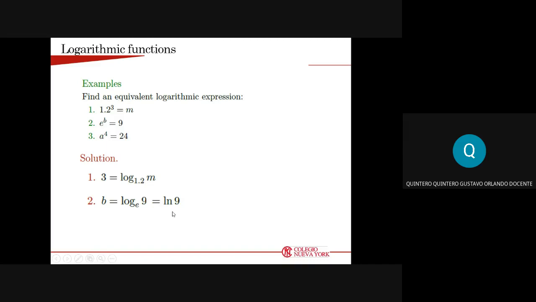ln. All right, let's continue with the last one. I see one of you already did the number 3. Can you give it a try, guys? Find an equivalent logarithmic expression for the number 3. So change the number 3 into a logarithm. Remember, don't worry. If you fail, I'm going to show you the answer, so you will know where you failed.